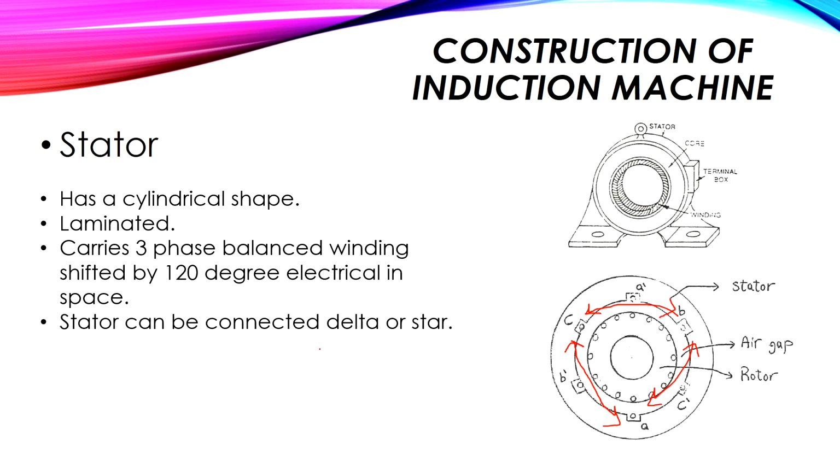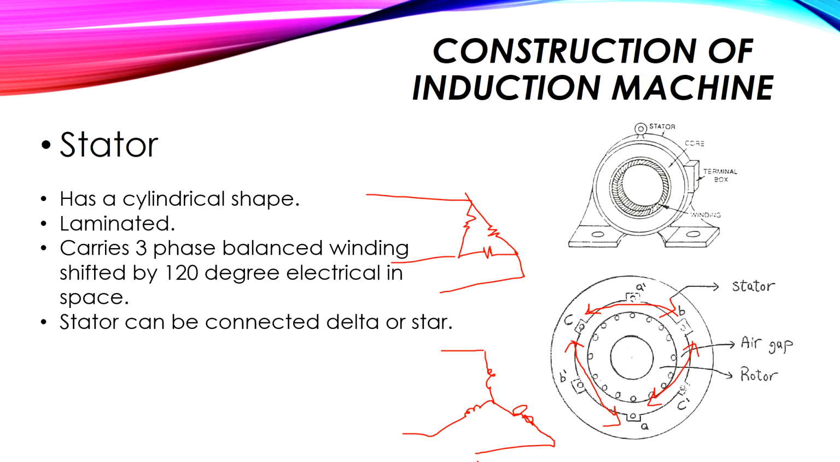The stator can be connected in delta or star, so the winding itself can be in the form of delta, for example, like this. Okay, the delta connection, this is the 3-phase winding, or it can be in a star connection like this. We will also discuss the equivalent circuit in the next video. Like this, it can be a star connection where we have A, B, C.